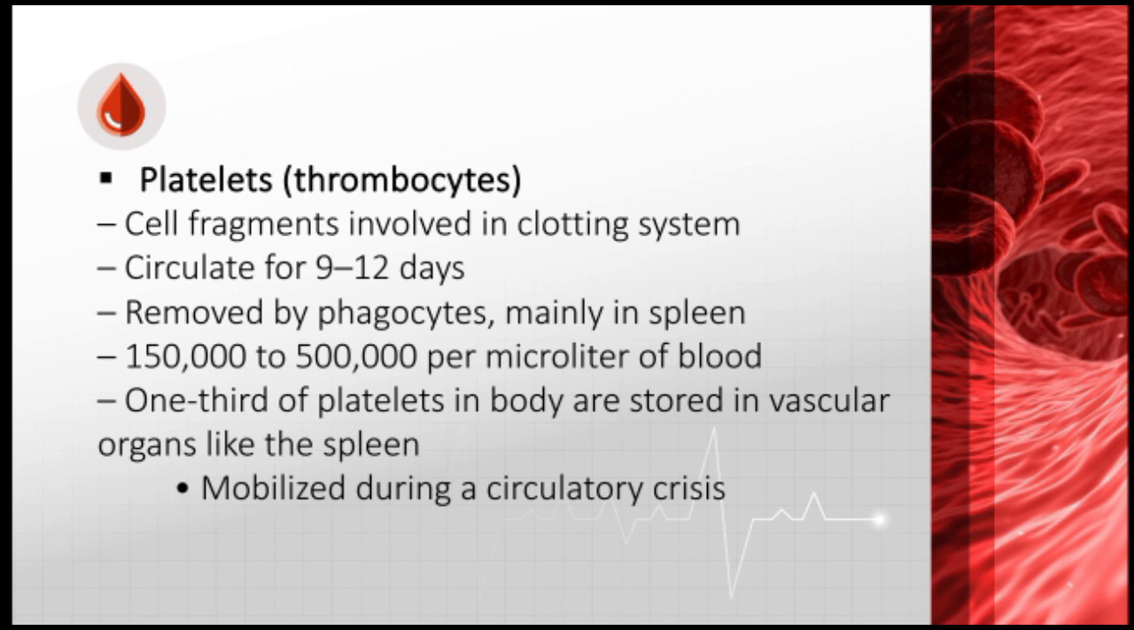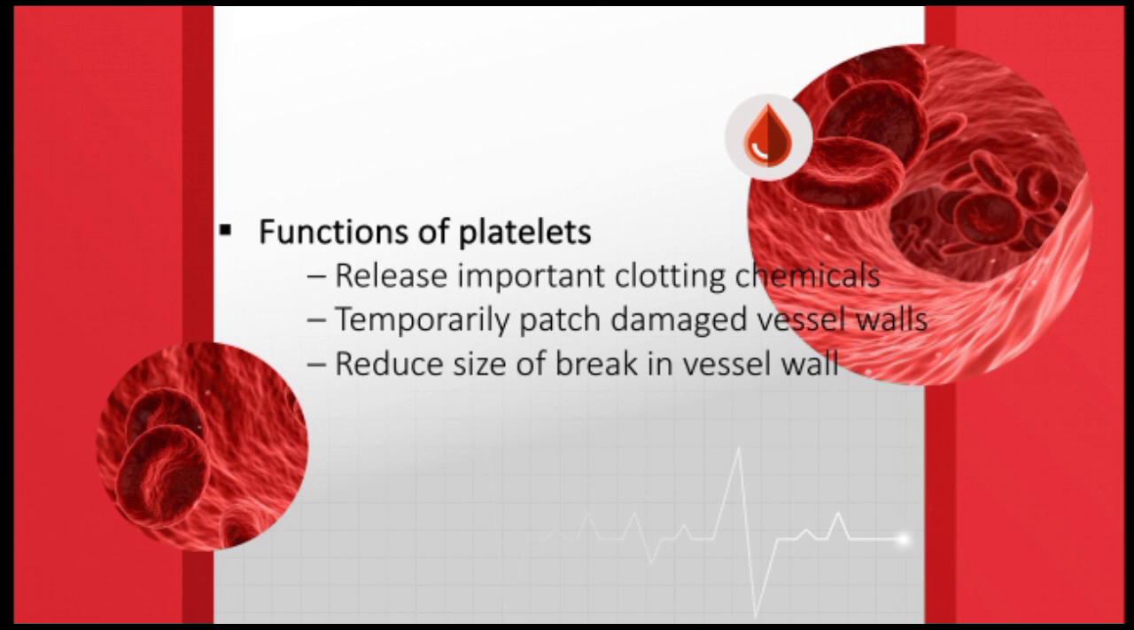One third of the platelets in the body are stored in vascular organs like the spleen, and they are mobilized during a circulatory crisis. Functions of platelets: they release important clotting chemicals, temporarily patch damaged vessel walls, and reduce the size of the break in the vessel wall.